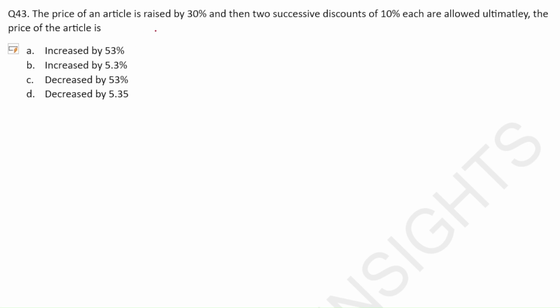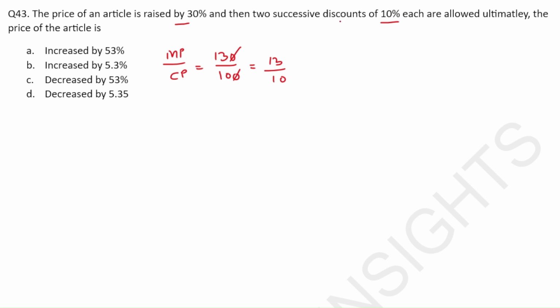Next question. The price of an article is raised by 30% and then two successive discounts of 10% each are allowed. Ultimately, the price of the article is, so we have to find whether it is increased or decreased and by how much percent, okay? So as per the question, raised by 30%. That means the question is talking about MP by CP. If the cost price is 100, raised by 30%, MP will be 130, right? So 0, 0 cancel, 13 by 10.